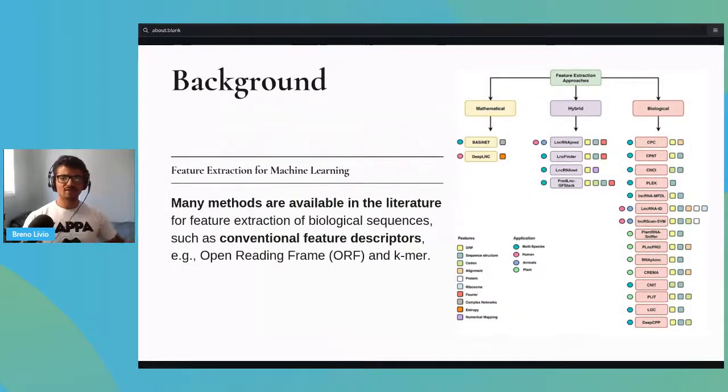And there are many methods available in the literature for the extraction of features from biological sequences, such as the conventional feature descriptors. We have the well-known open reading frame and k-mer. However, we also have other relevant approaches with mathematical descriptors. We have the Fourier transform, entropy, complex networks, the representation in graphs, and they could also be considered for classification alongside conventional descriptors.